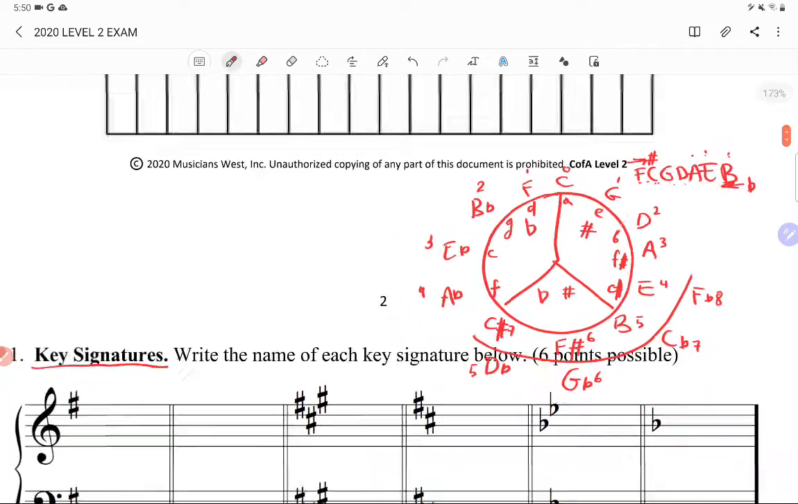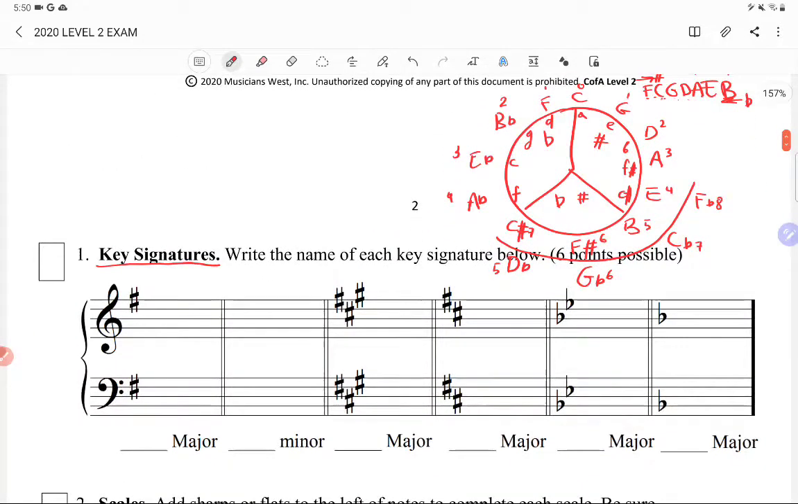Now let's check how we can use it. First you have major with 1 sharp. What major has 1 sharp? G. So you're going to put G right there. Now, be careful with the next one because it says minor. That means you have to look inside of the circle. So what is minor with 0 sharps or flats? Right here, it's our A minor. So you're going to put A right here.